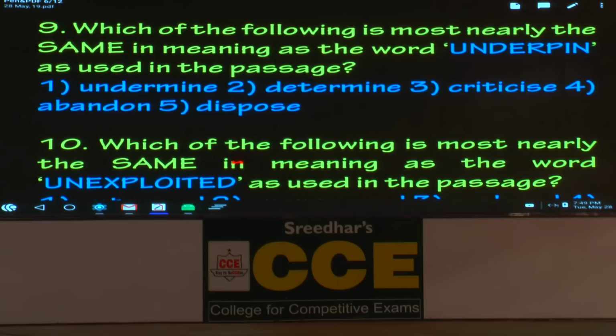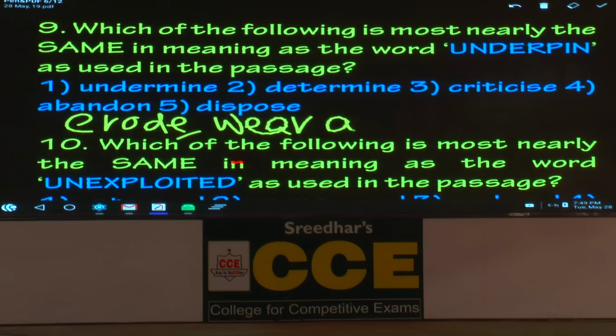Undermine. That is a negative word. Write the meanings. First one you write erode, E-R-O-D-E. Then you write the word threaten, threaten. Also write the word weaken, weaken something. Also write the expression wear away. Wear away means slowly become weak. Wear away, become weak. That's a negative word. What is the second option?